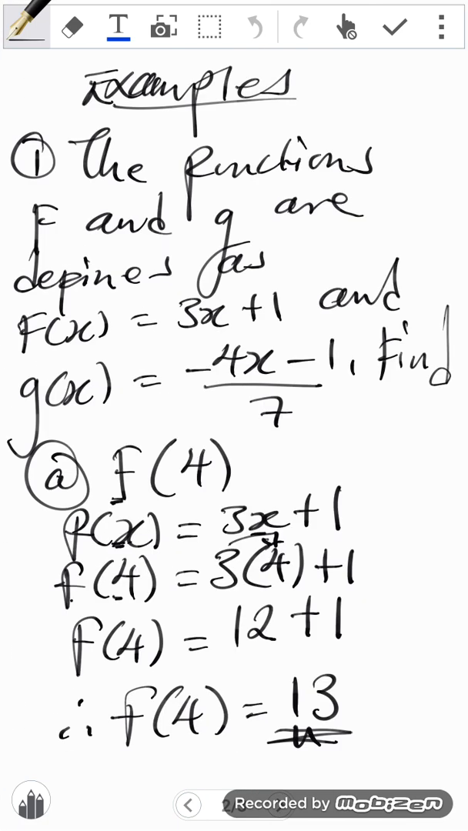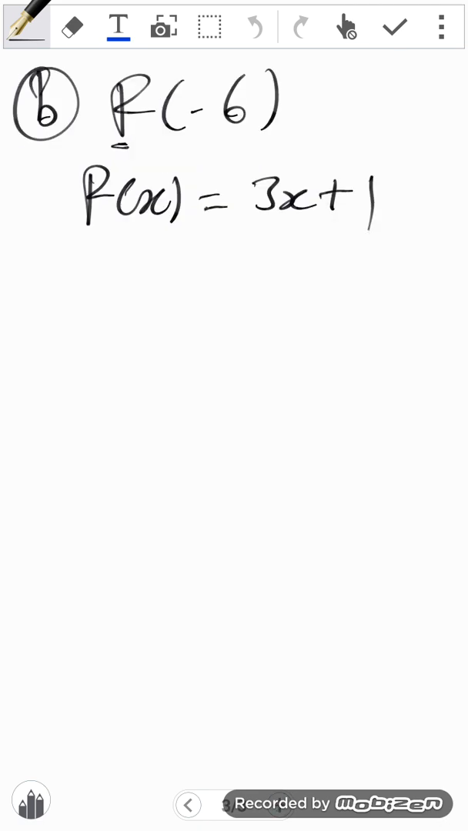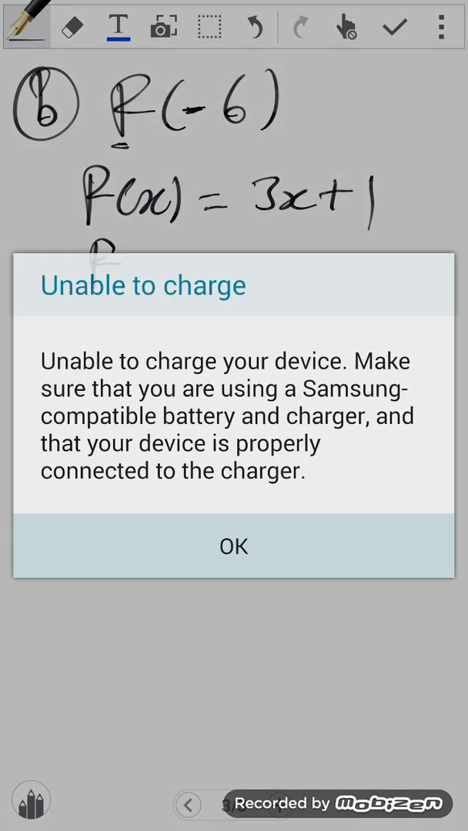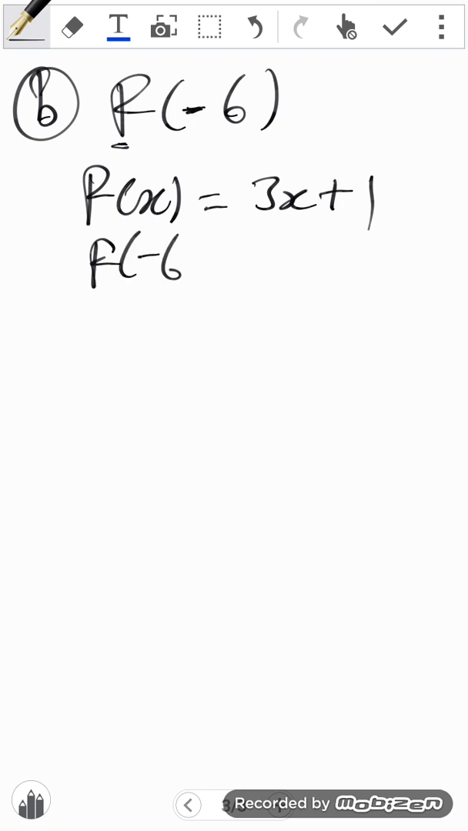As it has been written this side, f of x is equal to 3x plus 1. Then from there, since you've been asked to find f of -6, what you have to do is that where there's x, you'll be putting now negative 6. So to find f of -6, you substitute where there's x, you put in -6, and then plus 1. Now you simplify this further.